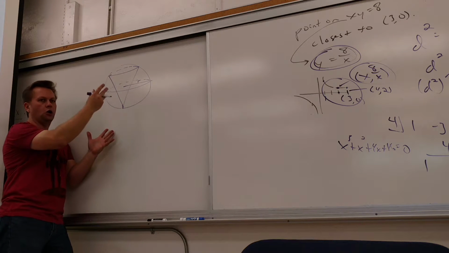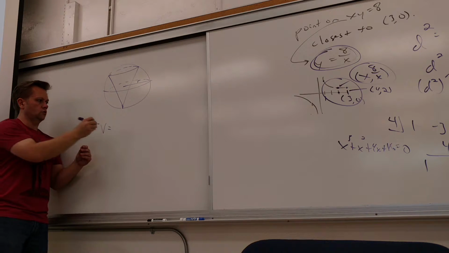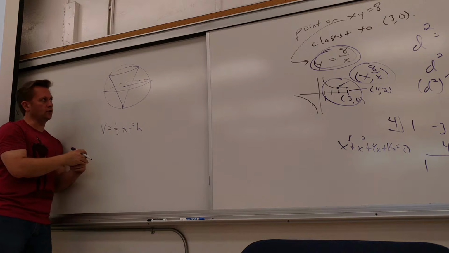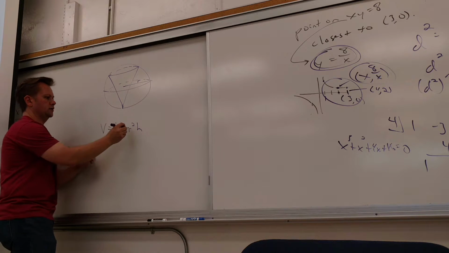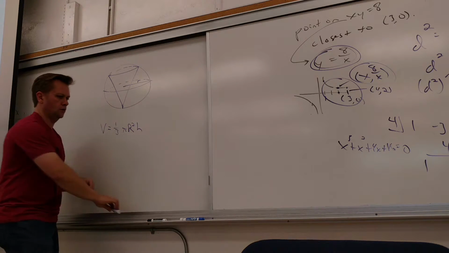So what do I need to know about a cone to get its volume? What's the volume of a cone? 1/3 the area of the circle base times the height. So I need to know its radius. Let's call that big R, just to differentiate between them.